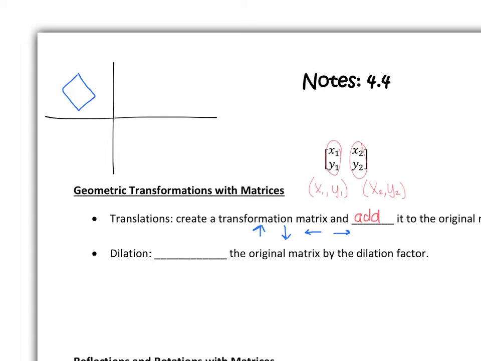Now the next thing is to change the size of our shape. If we want it to get bigger, we dilate it. Dilation can be big or small. So what we will do with that is multiply the original matrix by the dilation factor. Say we want this shape to get 3 times bigger. We will multiply whatever matrix goes with this by 3. If we want it to shrink and become half of its size, we would multiply it by a half. That operation is scalar multiplication.